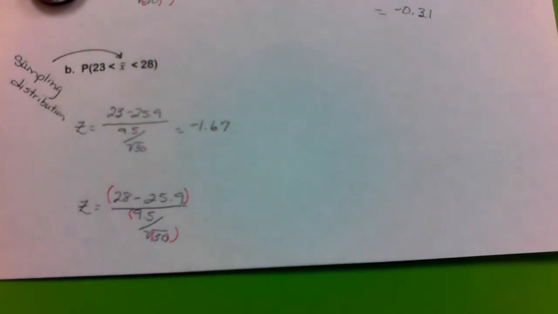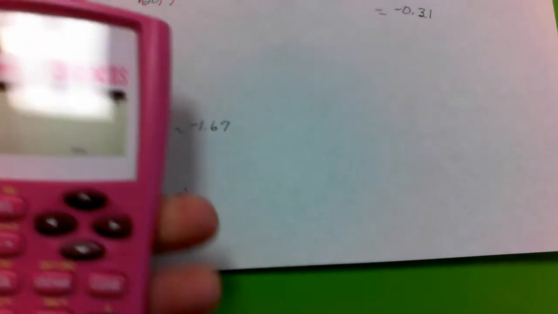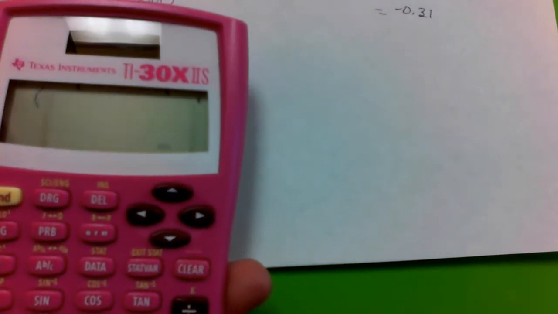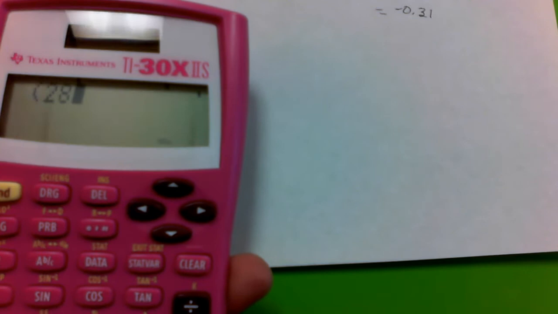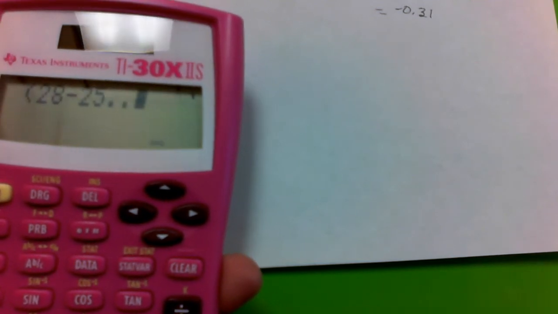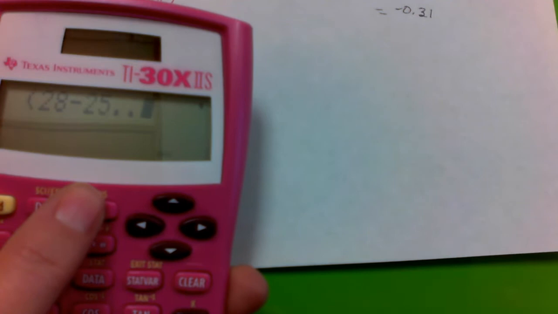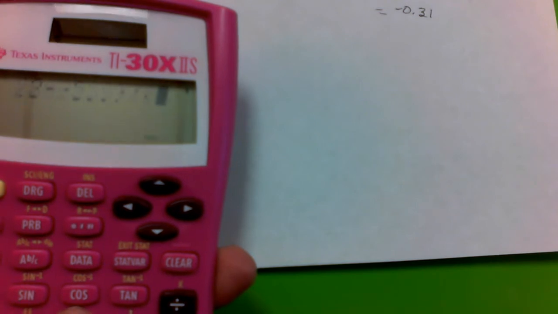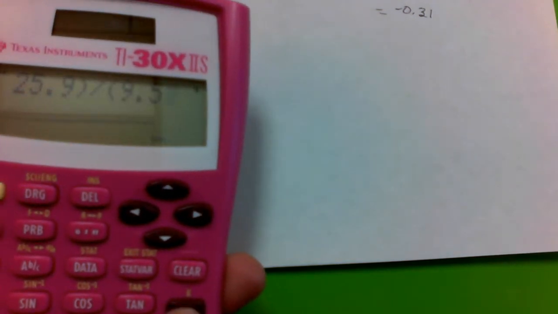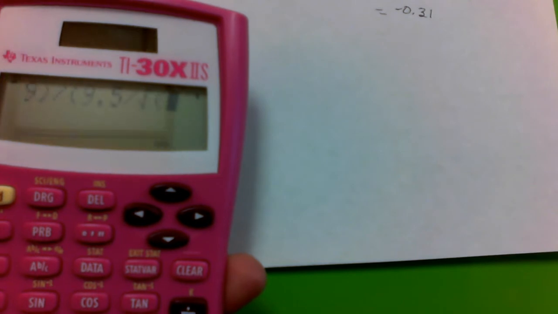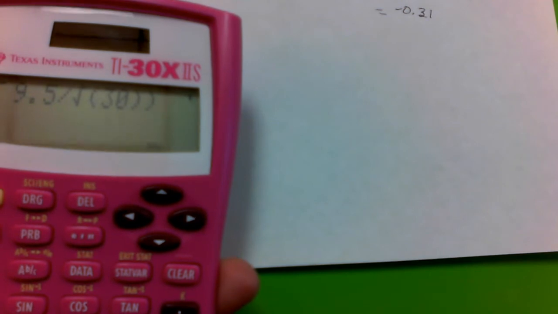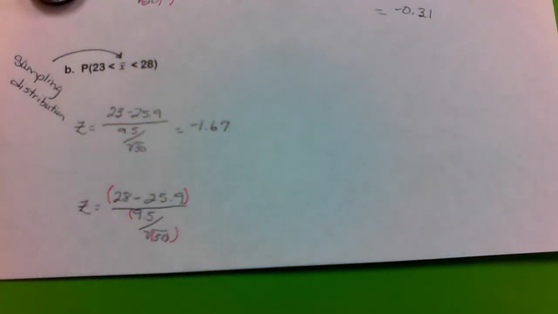I'll try to do that again where the calculator's up there. I know it's not the greatest scenario because of the lighting, so I apologize. So, open parentheses, 28 minus 25.9, whoops, close parentheses, divided by, open parentheses, 9.5 divided by the square root of 30, close the square root, close the denominator, hit equals. You get 1.210 or 1.21.